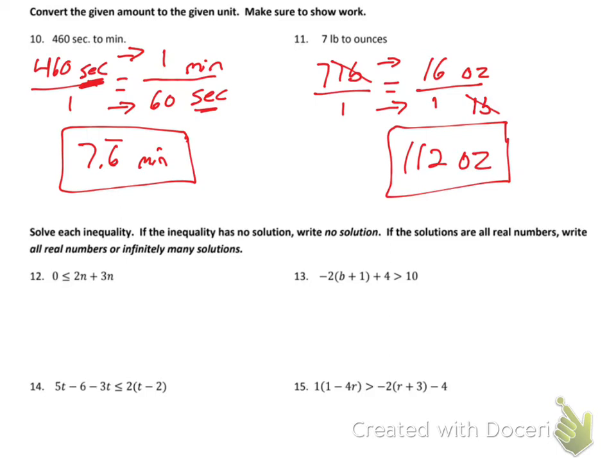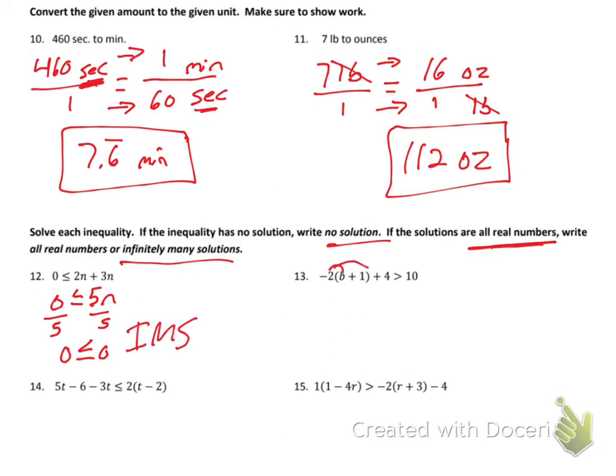All right, solve each inequality. If the inequality has no solution, write no solution. So that's one thing you can do. You can also write all real numbers, or you can write infinitely many solutions. So this would be like 0 is less than or equal to 5n. Now don't get stuck here because you can divide by 5 to get n all by itself. So 0 divided by any number is 0. So is 0 less than or equal to 0? That's true, right? So that would be infinite many solutions.